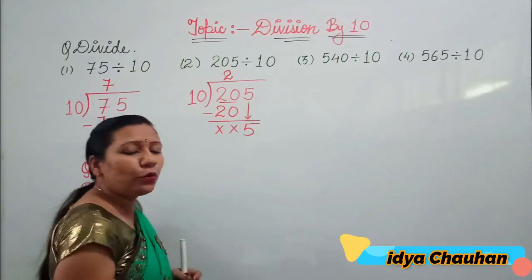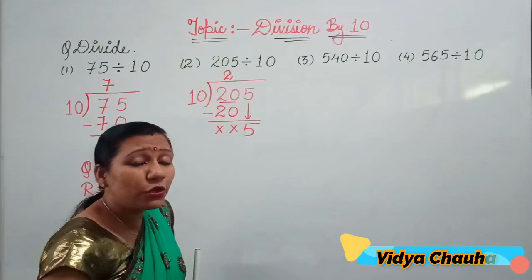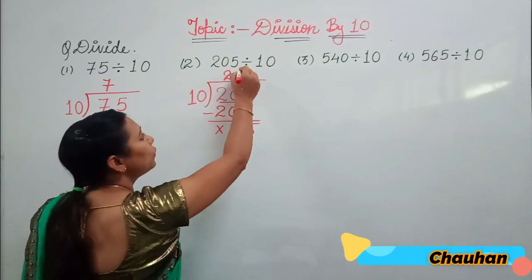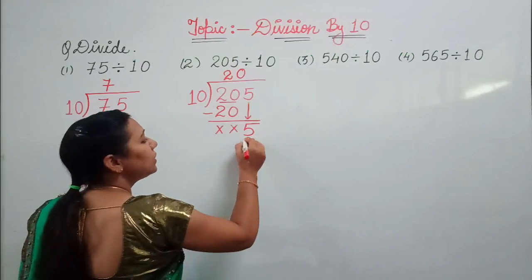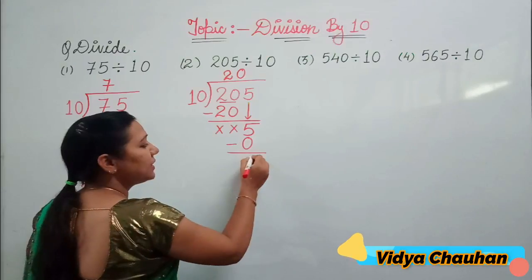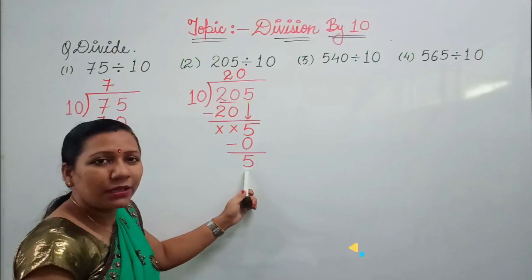So, as we all know that in the table of 10, we did not get 5. So, by which digit should I multiply? I will multiply by 0. 10 zeros are 0. Now, we will subtract. 5 minus 0 is 5. Now, this is our remainder.